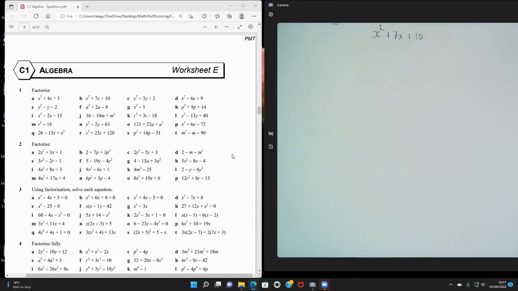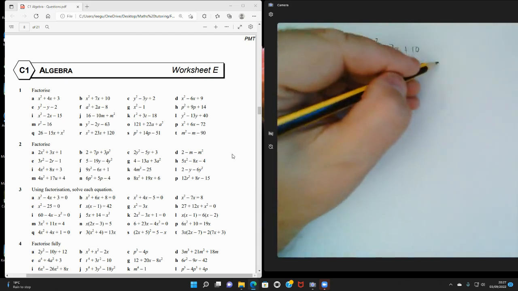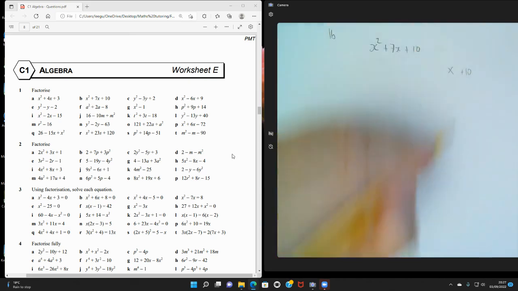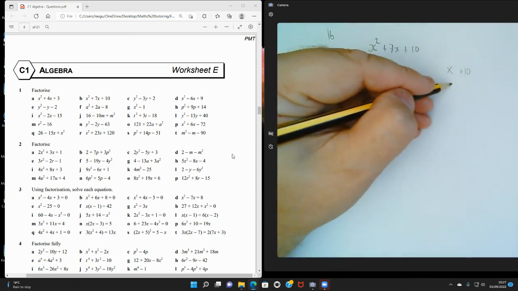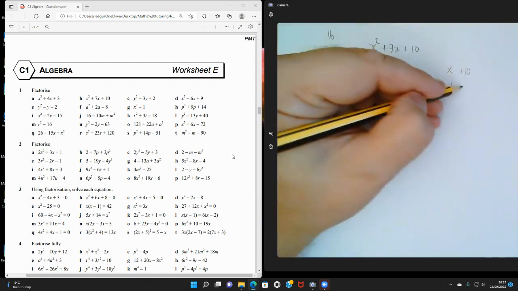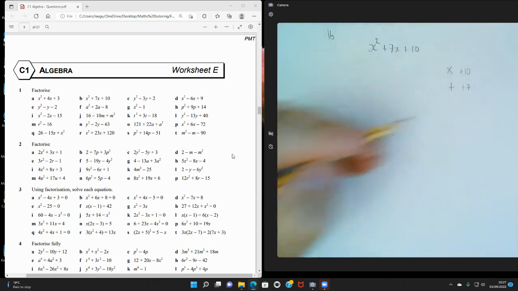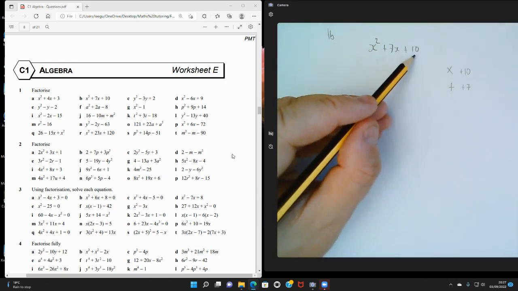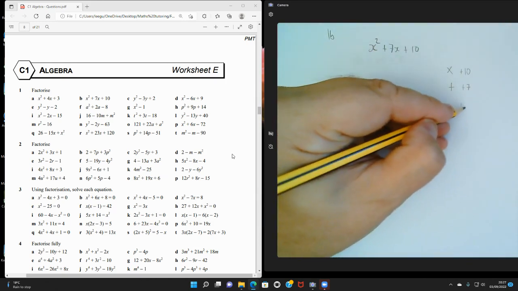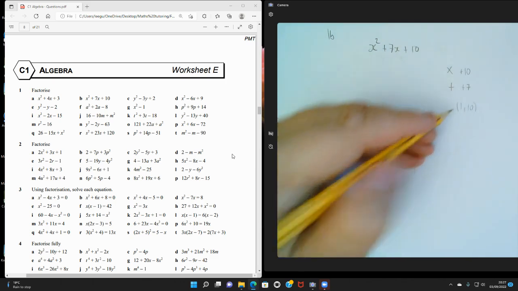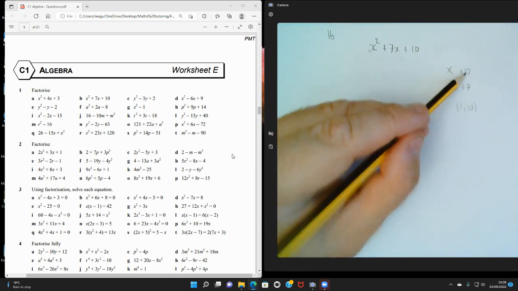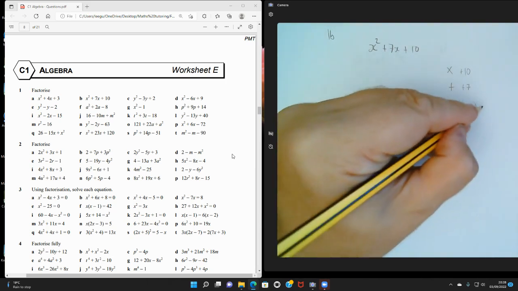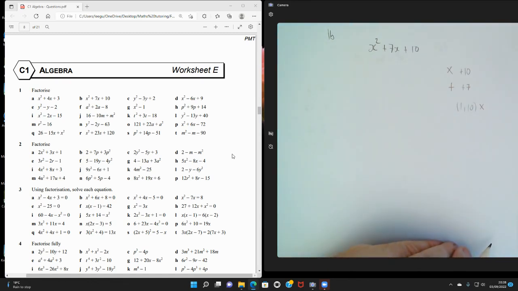Now, the thing to do here is we need to ask ourselves the question. We're looking for two numbers that multiply together to make positive 10, the number on the end, but they need to add together to make the term in the middle, which is plus 7. So we consider the factor pairs of 10. Is it 1 and 10? Well, 1 times 10 does make 10, that's okay, but 1 add 10 makes 11, not 7. So that's not the correct factor pair of 10.